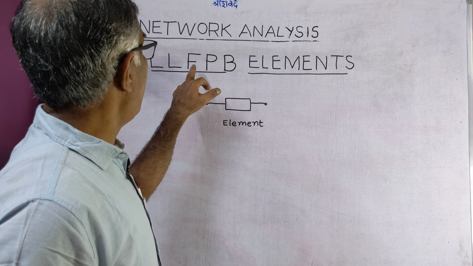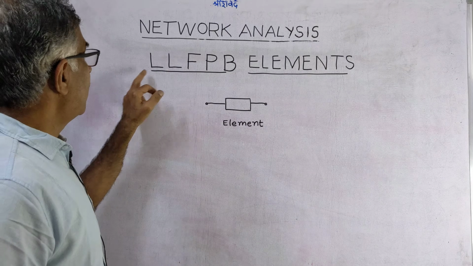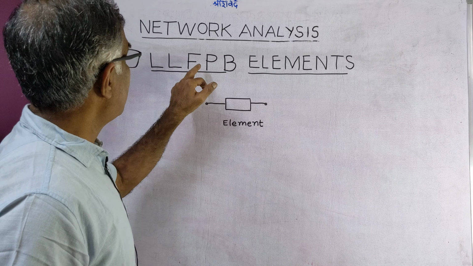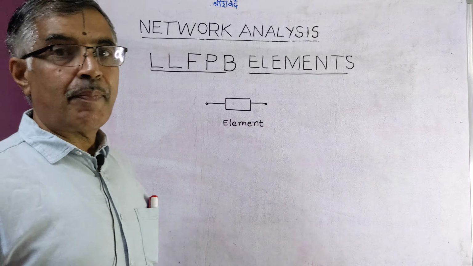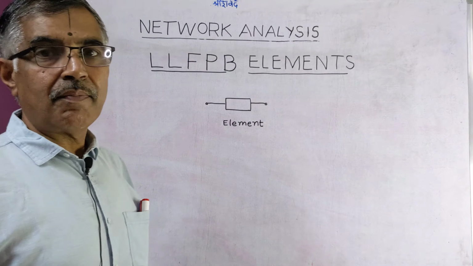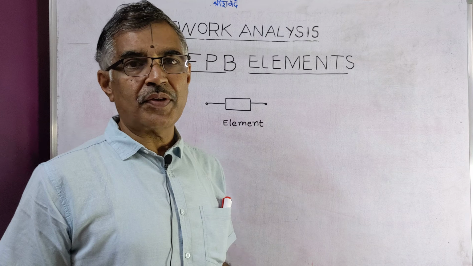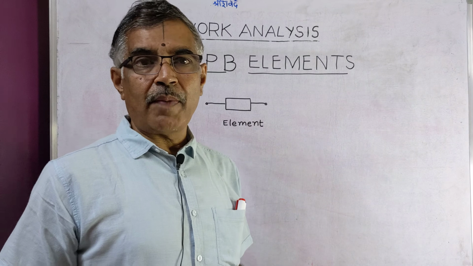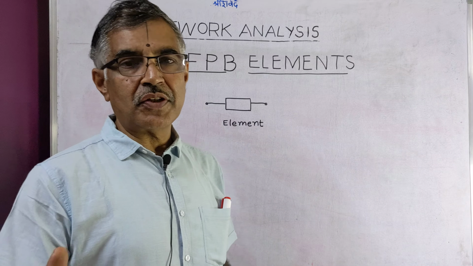So here there are five symbols. First, L stands for lumped. Second, L stands for linear. Third, F stands for finite. P stands for passive and B stands for bilateral. LLFPB elements. All the elements are supposed to be LLFPB elements. Now we shall take up these definitions one by one.